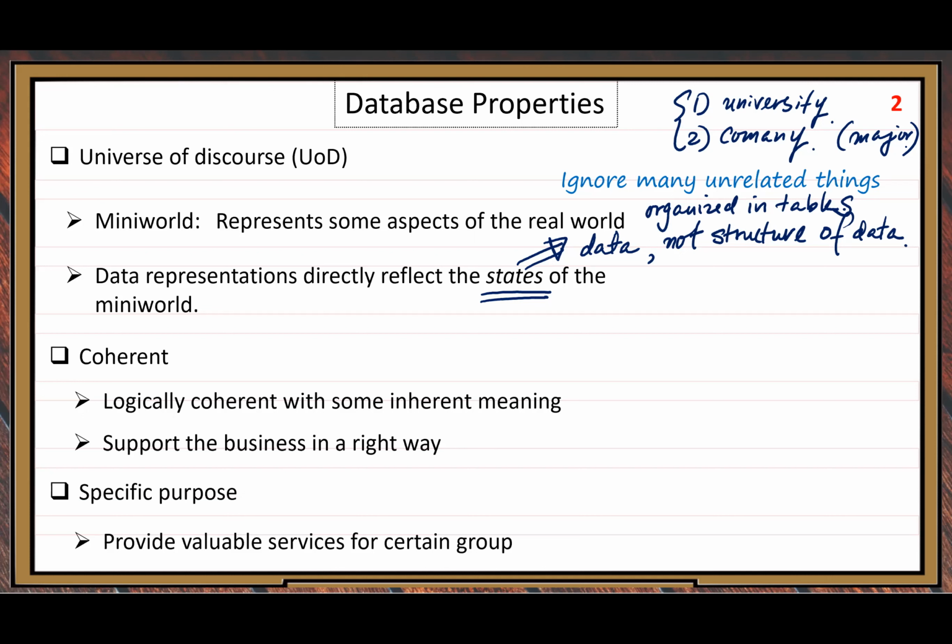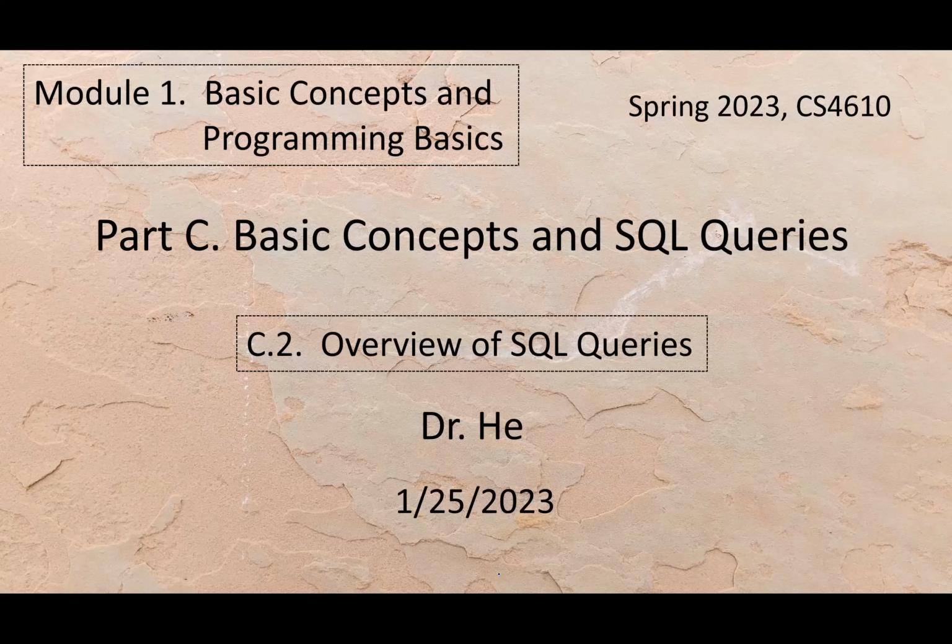Specific purpose. Your business has a specific purpose. So what's the meaning? Here, it provides valuable services for a certain group. So that's the property part.